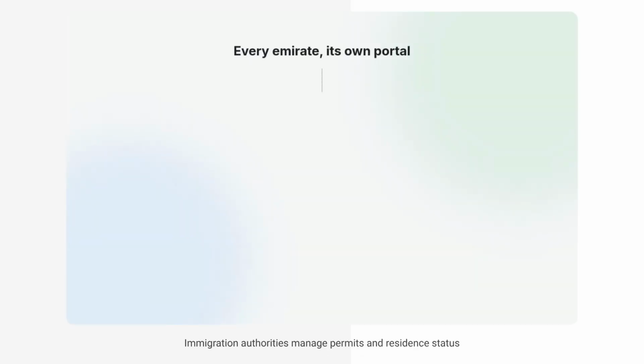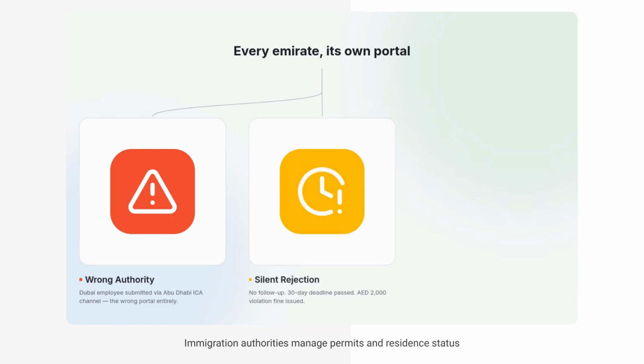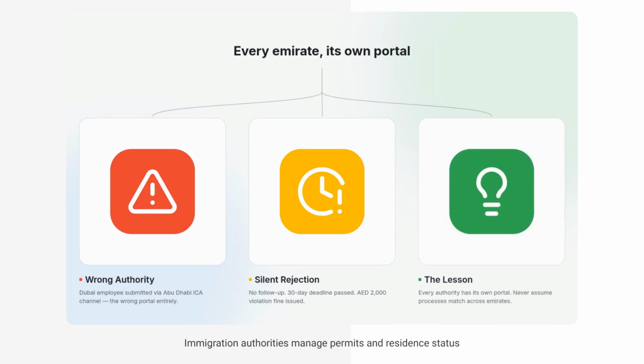Real experience, 2019 Dubai. I was consulting for a trading company when their new HR coordinator submitted an Emirates ID application through the wrong authority. They used the Abu Dhabi ICA channel for a Dubai-based employee. The application was rejected silently. No one followed up. The employee's 30-day deadline passed. The company received a violation notice and an AED 2000 fine. The lesson: every authority has its own portal. Never assume the process is the same across Emirates.